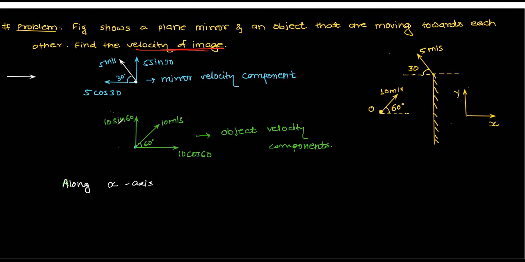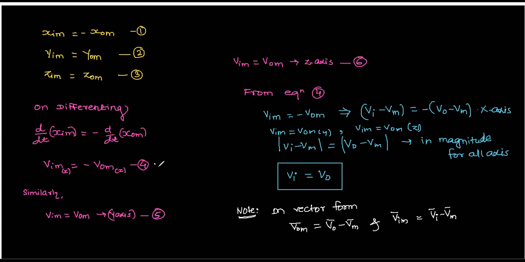What happens along x-axis? We know VOM or VIM is equal to minus of VOM. That implies Vi minus Vm is equal to minus of Vo minus Vm. Any doubt in this? No doubt. Understood. Next. This is already we have learned along x-axis. If you want, I will show you. Can you see this one? You see here this one. Tick one. Fourth equation. From this we got this. Okay. So next.